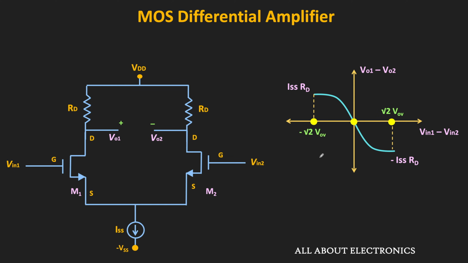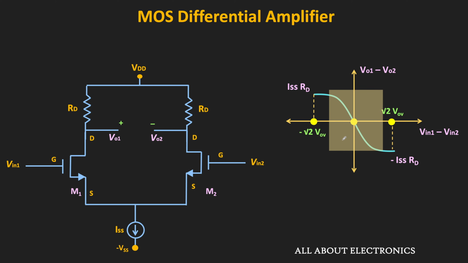So at these two differential input voltages, the differential output voltage will be minus ISS times RD and plus ISS times RD respectively. That means now at the extreme points we know how the circuit will behave to the differential inputs. And between these extreme points, qualitatively we know how the circuit behaves to this differential input. But between these extreme points, we do not know the relationship between this differential input and the differential output, and we do not know the exact shape of this particular curve.